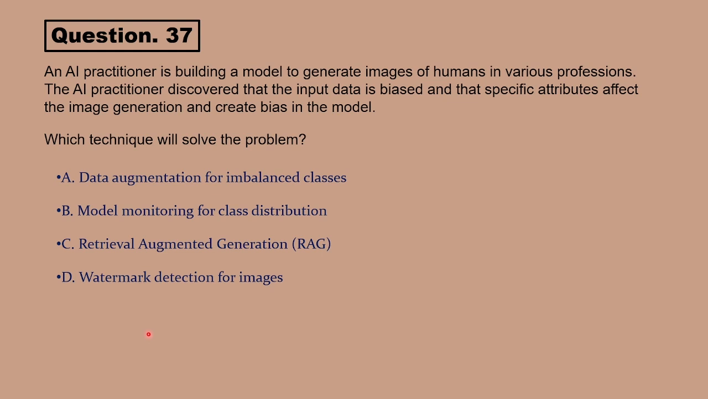Okay, now let me reveal the correct answer. Option A, that is data augmentation for imbalanced classes, will be the correct option. This is because data augmentation for imbalanced classes is the most effective technique to mitigate bias in the input by ensuring a more balanced representation of classes and attributes in the training set, leading to a fairer and more accurate image generation. So option A will be correct.